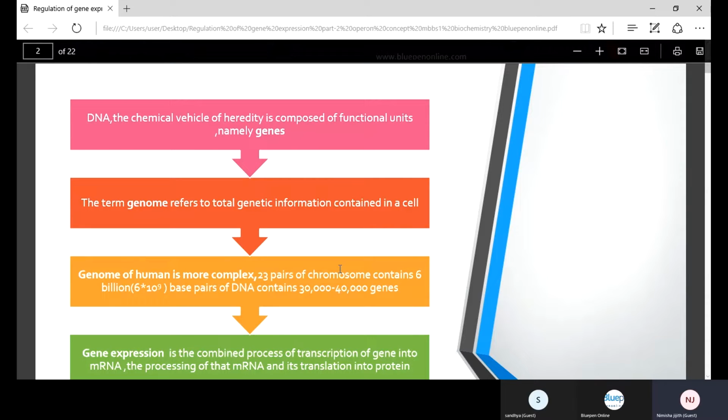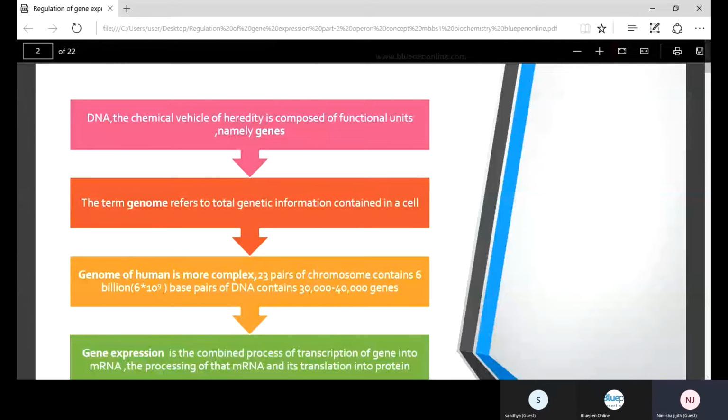Next, we are entering into another term, which is known as genome. What is the genome? The term genome refers to the total genetic information contained in a cell. The genome of humans is more complex. We know 23 pairs of chromosomes contain 6 billion, that is 6 into 10 raised to 9, base pairs of DNA, which contain almost 30,000 to 40,000 genes. Okay, so we discussed gene. Now we know what is genome.